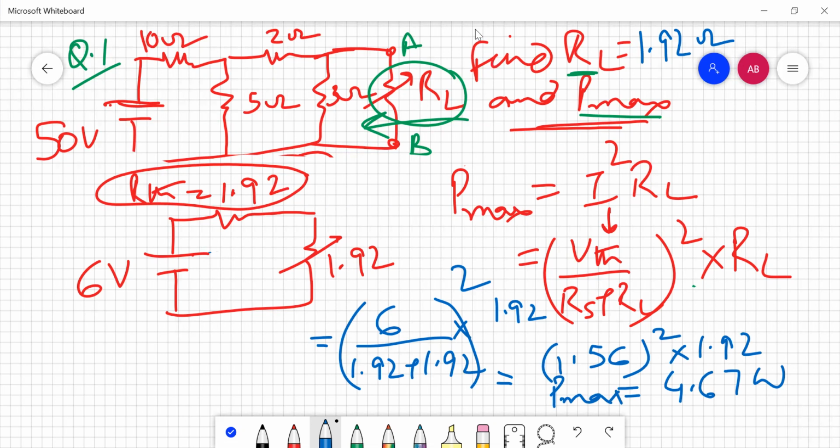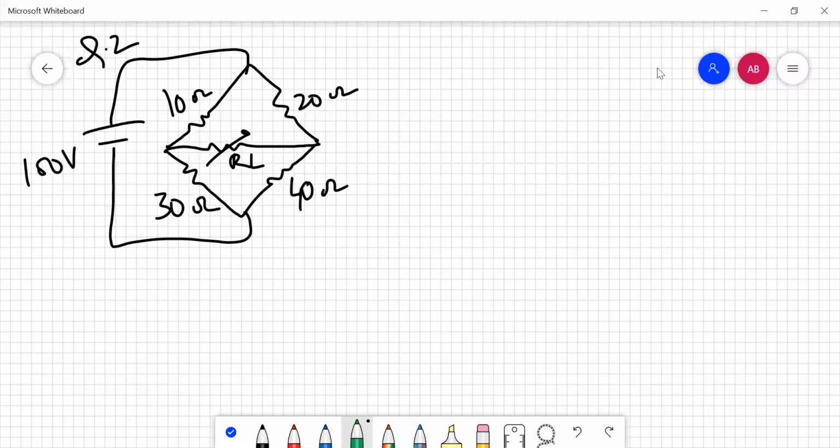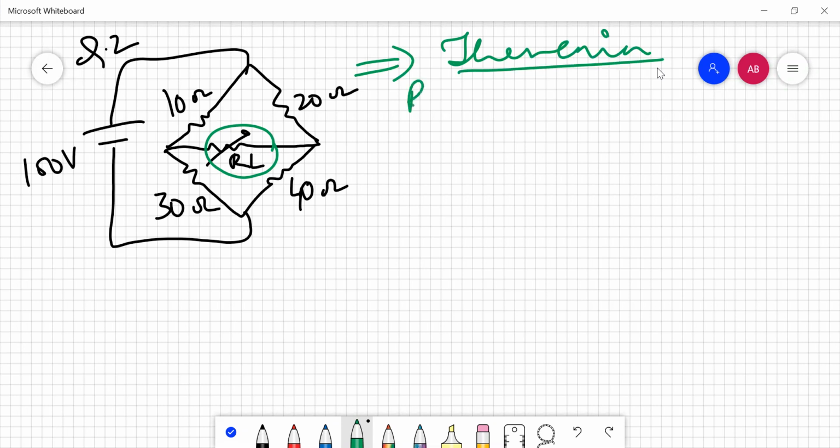So now we come on to the last numerical based on your maximum power transfer theorem, and that is very important also. In this numerical, we have to find the value of RL for maximum power to be delivered to it, and then find the value of the maximum power. So our first step is to Thevenize this whole circuit. To get the Thevenin's equivalent circuit, the very first thing we need to calculate is RAB.